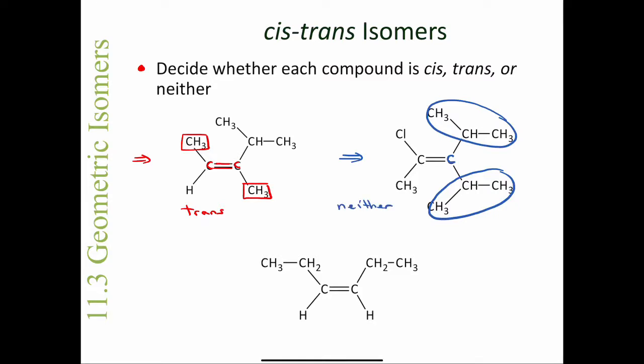And finally, for the one at the bottom, it doesn't matter if you're looking at the hydrogens or if you're looking at the ethyl groups. Since the hydrogens are on the same side of the molecule, or you could say the ethyls are on the same side of the molecule, this molecule is cis.